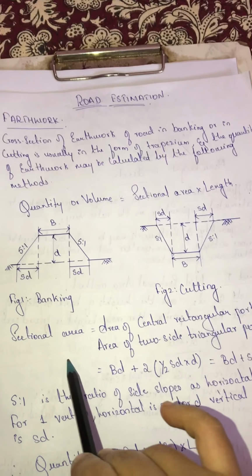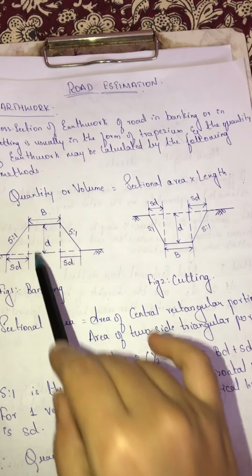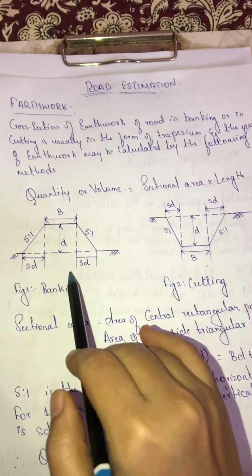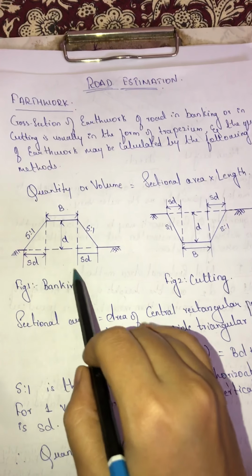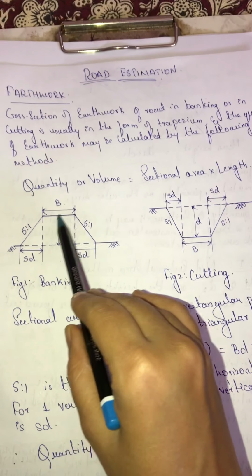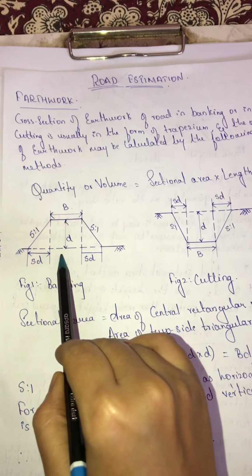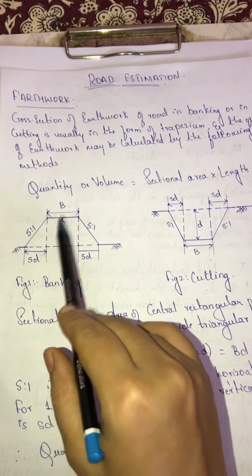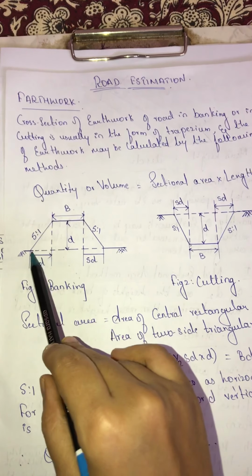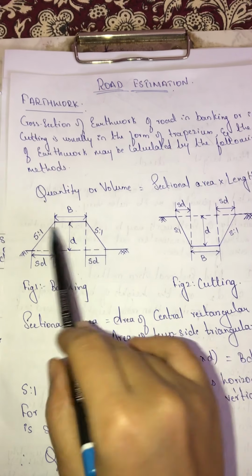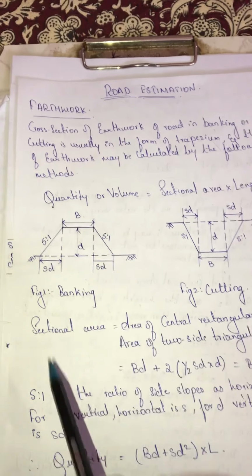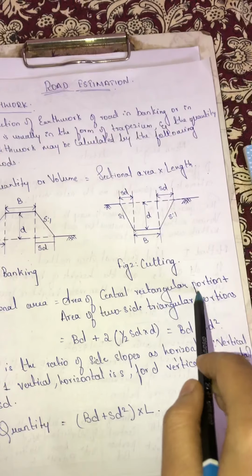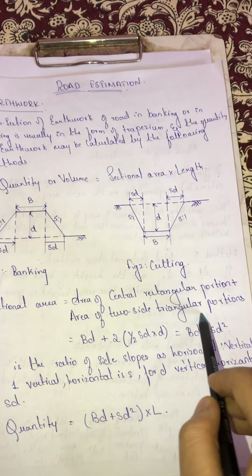Now coming to calculation of sectional area. While calculating the quantity for the earthwork, that is in banking or in cutting, the sectional area is calculated as the area of the central portion, or the mid portion, that is this rectangle, plus the area of the two side triangles. So the sectional area is equal to the area of the central rectangular portion plus the area of two side triangular portions.